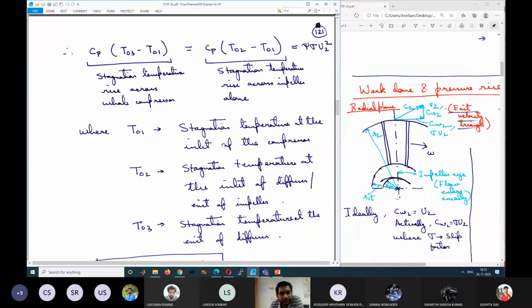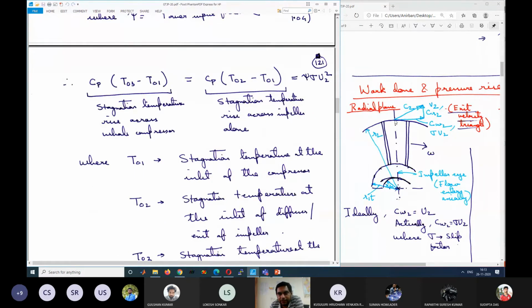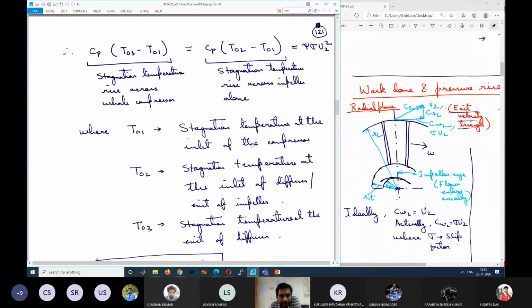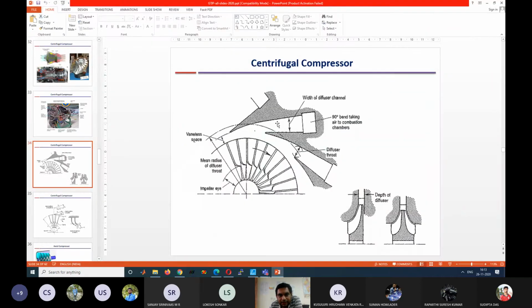Anywhere at the inlet, stagnation temperature is T01. T02 is the stagnation temperature at the outlet of the impeller, and this has increased. This will increase because you are providing some work input. As a result, stagnation temperature will increase because stagnation enthalpy increases, and this difference is given by the work input. And T03 is the stagnation temperature at the exit of the diffuser, means at this section.